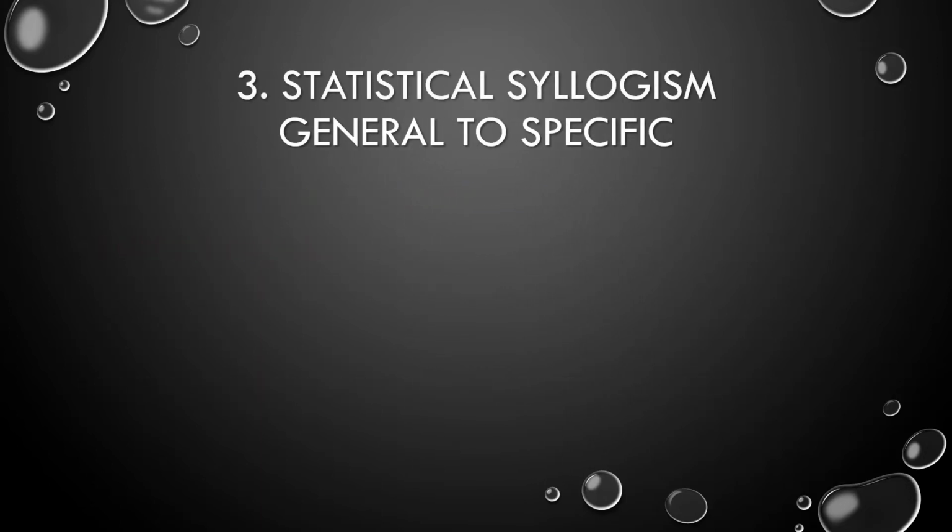Third, we've got the statistical syllogism. Here we're going to be working from general to specific. Yet this is going to fall short of being a deductive argument. If you remember, I described deductive arguments as often moving from general to specific. Here's an example of where that rule doesn't always hold, because here we're having an inductive argument. I'm going to show you the difference in just a second.